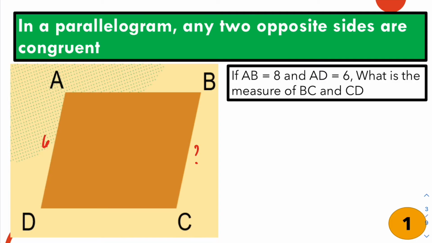Therefore, AD is congruent to BC. If you say congruent, they have equal in measurement. Therefore, AD is equal to BC. Since the measure of AD is equal to 6, therefore, BC is also 6.